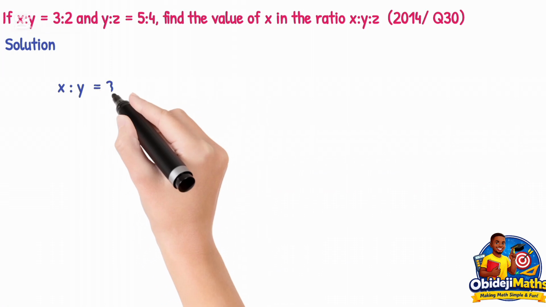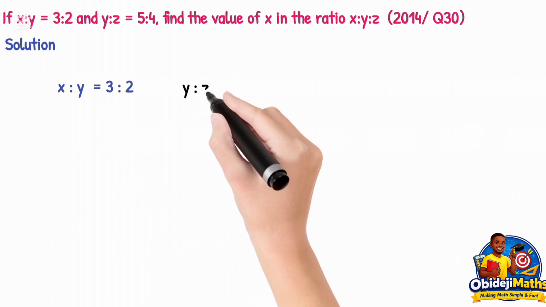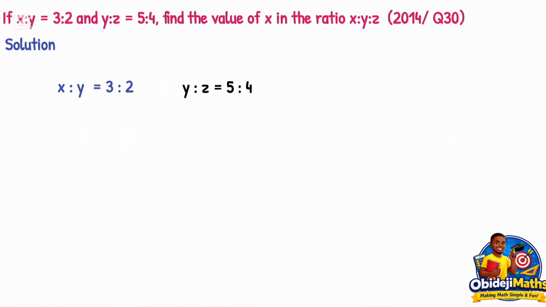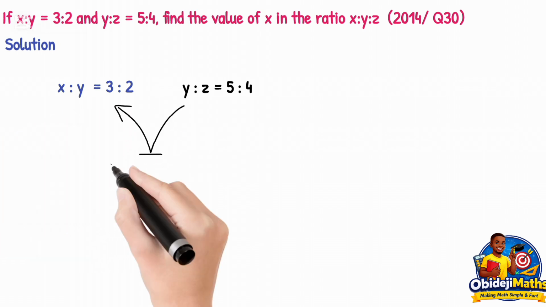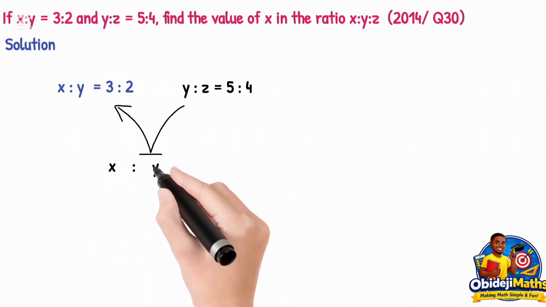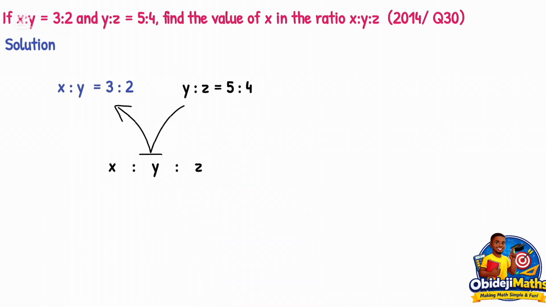Now let's solve it. x ratio y equals 3:2, y ratio z equals 5:4. We need to combine these ratios to give us x ratio y ratio z. According to the first ratio, x is 3 and y is 2. According to the second ratio, y is 5 and z is 4.